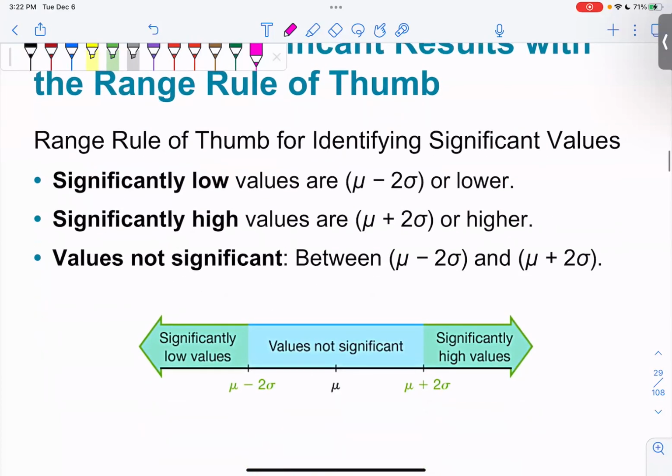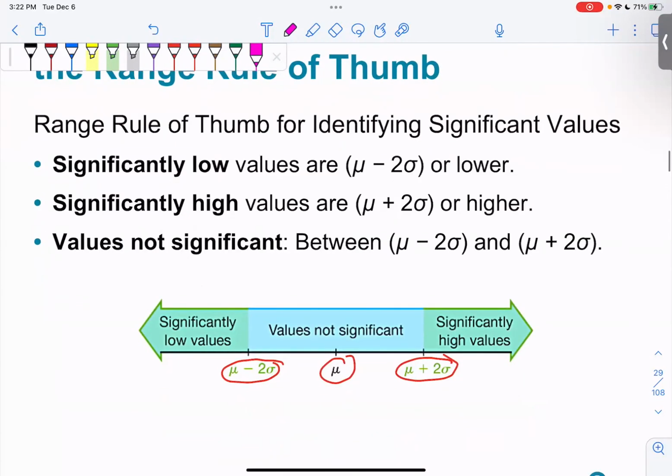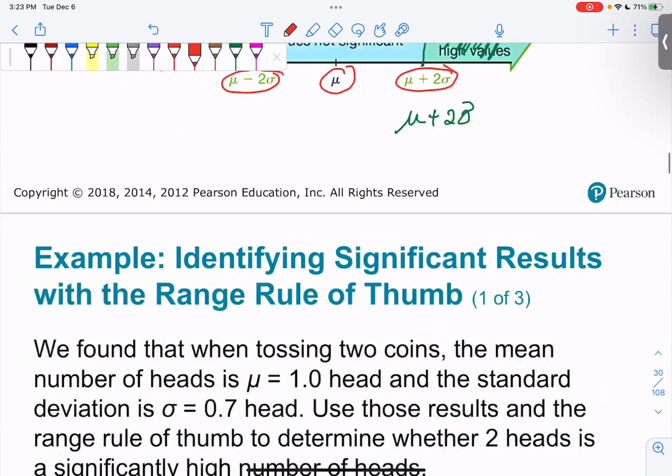So now, when you did find a mu, and you have your standard deviation, okay? So any value greater than mu plus 2 sigma is significantly high. So basically, any values here will be significantly high. And any value smaller than mu minus 2 sigma will be significantly low values, okay? Any values here. And then the values in between here will be not significant.